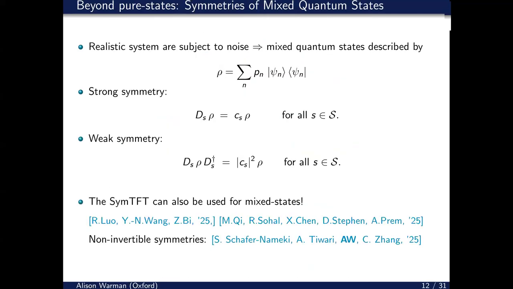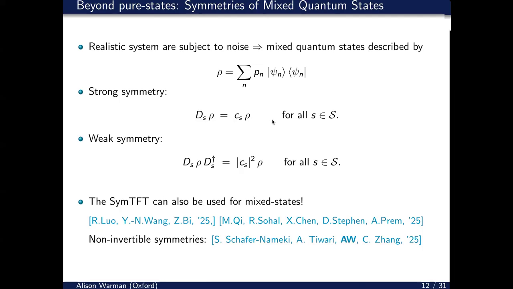Now, all of this was for pure states. However, in realistic situations, one has to contend with noise and decoherence, in which case the quantum states we are describing are actually averages of pure states described by a density matrix. Now, if all the pure states appearing in this average carry the same symmetry eigenvalues, then the density matrix rho is said to have strong symmetry. Indeed, we can clearly see that if it's an average of states that are all eigenstates of the symmetry operator D with eigenvalue C, then so will rho be.